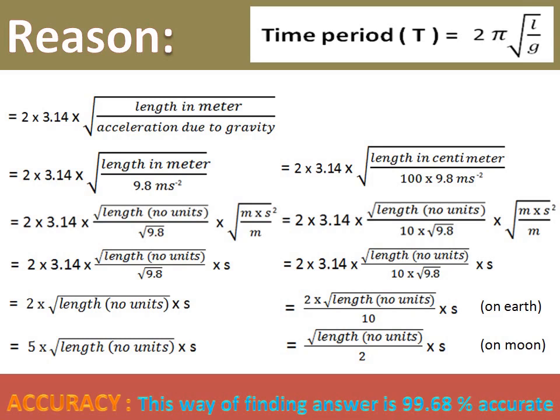All you have to do is, when it is given in meters, he has to just multiply. On Earth he has to multiply by 2, on the moon he has to multiply by 5. And when it is given in centimeters, on the moon he has to divide by 2, and on Earth he has to divide by 5. So here when I say 5, the student may get confused. So 2 and 10 can be cancelled, and it can be 5.